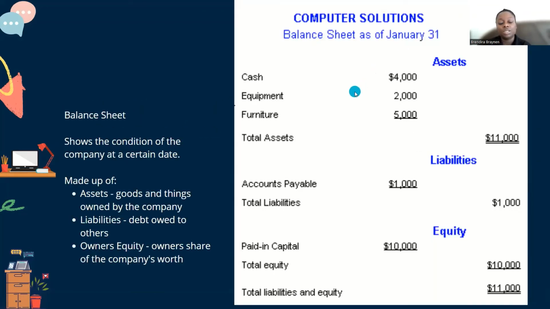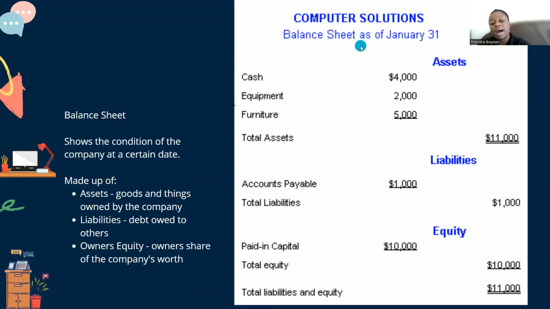Here we have a balance sheet, which just shows the condition of the company at a certain date. And so again, we have the name of the company in the center. We have balance sheet in the center. And we have the period of time in which the balance sheet is for. Sometimes it can be on a third line, but it's still at the center.